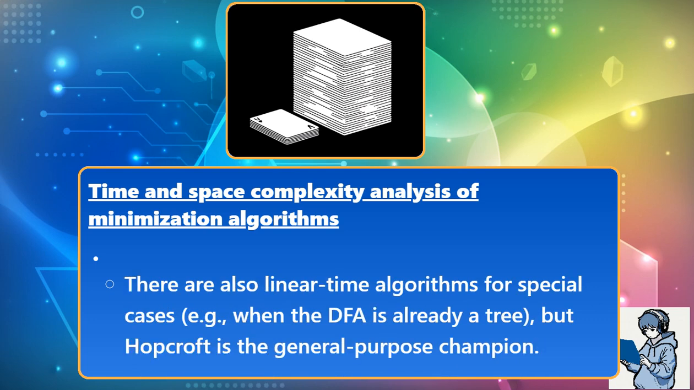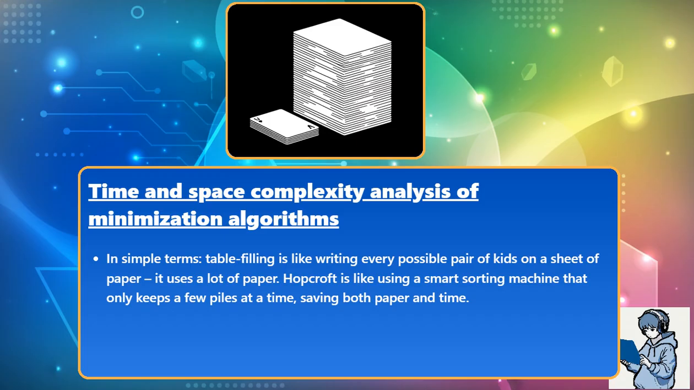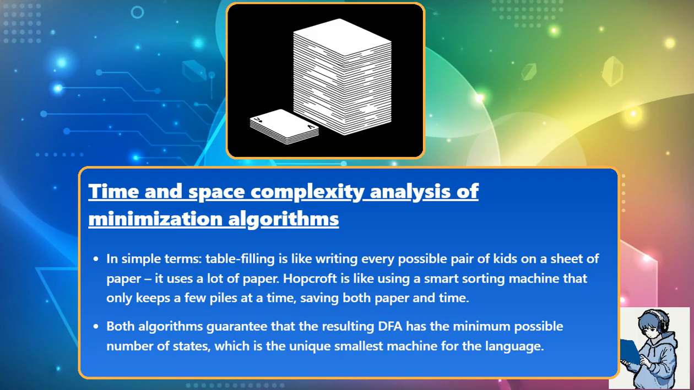There are also linear time algorithms for special cases, for example, when the DFA is already a tree, but Hopcroft is the general-purpose champion. In simple terms, table filling is like writing every possible pair of kids on a sheet of paper. It uses a lot of paper. Hopcroft is like using a smart sorting machine that only keeps a few piles at a time, saving both paper and time. Both algorithms guarantee that the resulting DFA has the minimum possible number of states, which is the unique smallest machine for the language.